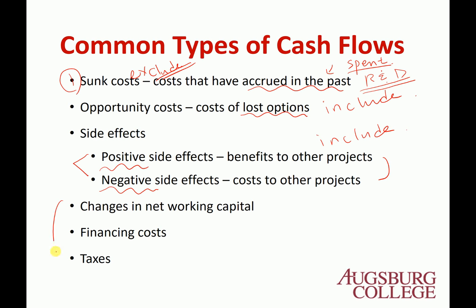Now the other three, changing net working capital, financing costs, and taxes, basically these factors should be included if they are related to the project. If the project requires some inventory, then that should be included as a change in net working capital. If the project requires some financing, like borrowing more money, then the cost of interest should be included in the analysis. Taxes are also the same.